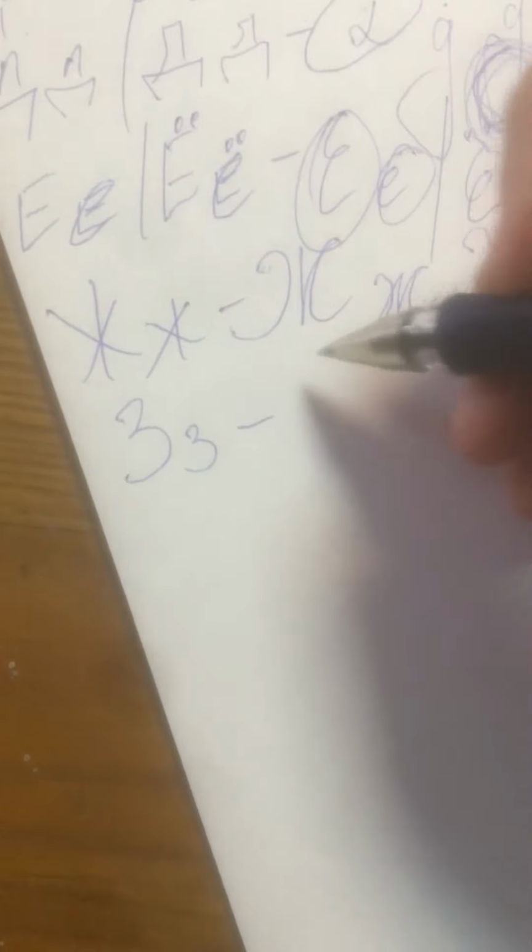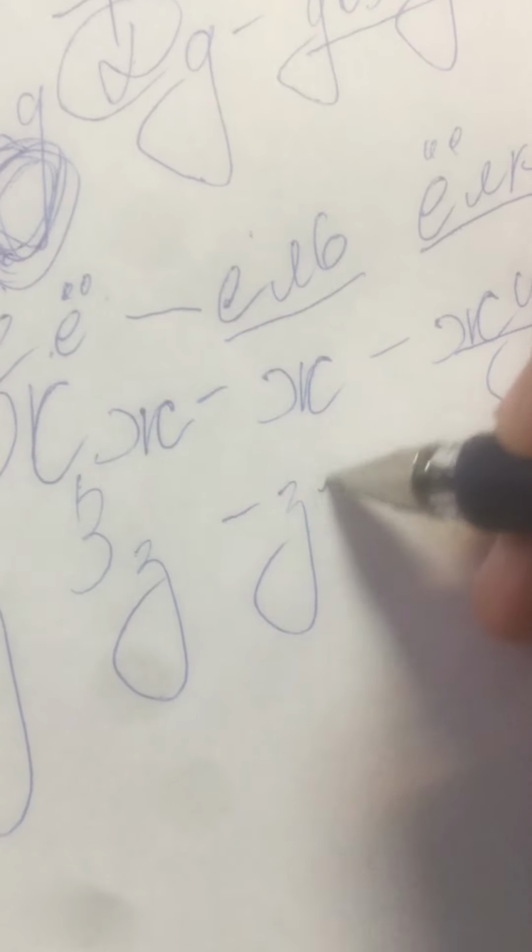Z, which is basically a 3. Okay, I messed that up. Do it like this. Z. Зеленый, which means green, like the color.